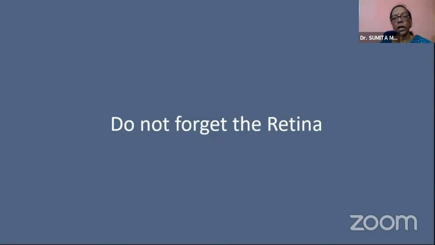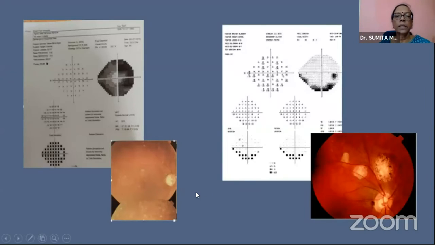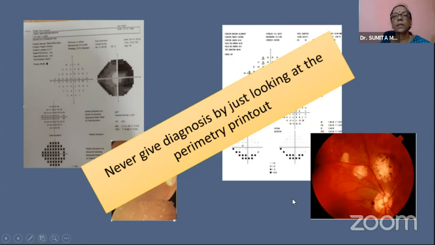And we should not forget about the retina, because retinal conditions and chorioretinal scars can also produce field defects which mimic glaucoma. In this type of patient, here there are chorioretinal scars which are iatrogenic and produced by PRP, and here the chorioretinal scars are inflammatory, due to sarcoidosis, toxoplasmosis or any such condition, and will produce field defects like glaucoma. So never give the diagnosis by just looking at the perimetry. You may be wrong. You have to look at the clinical picture also.